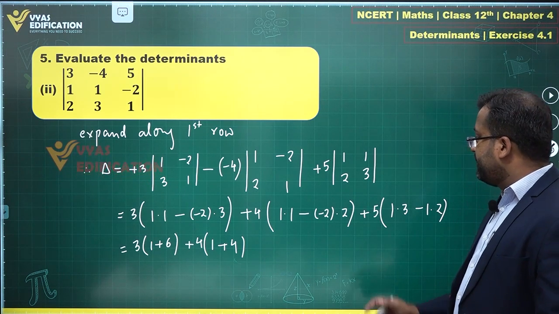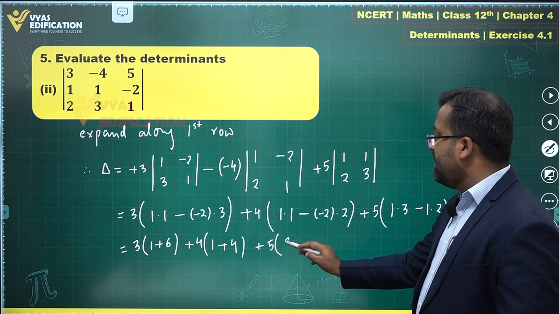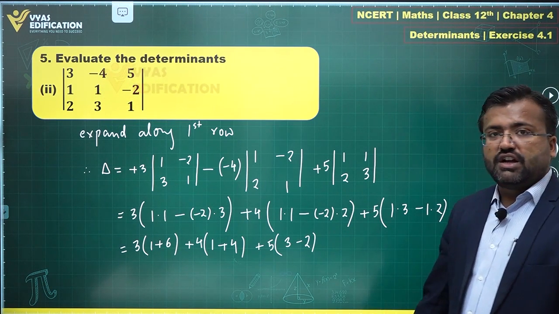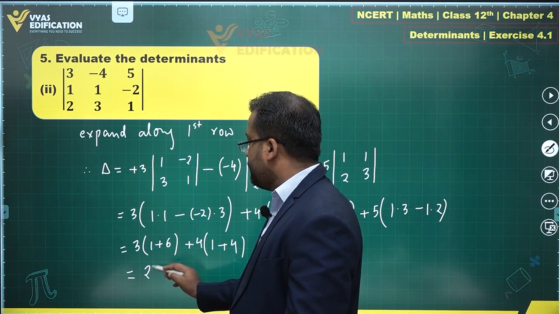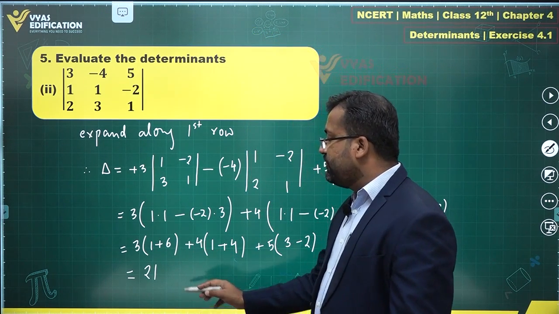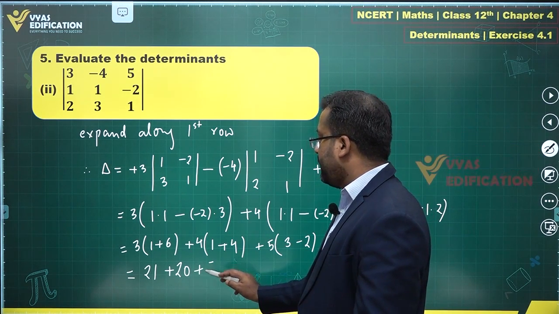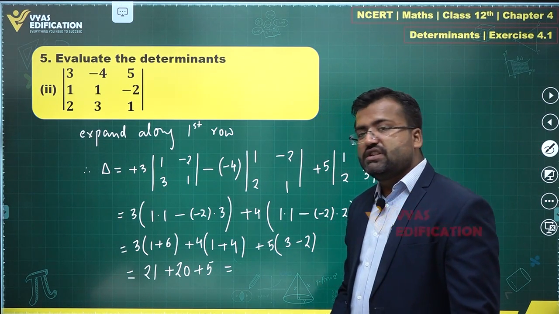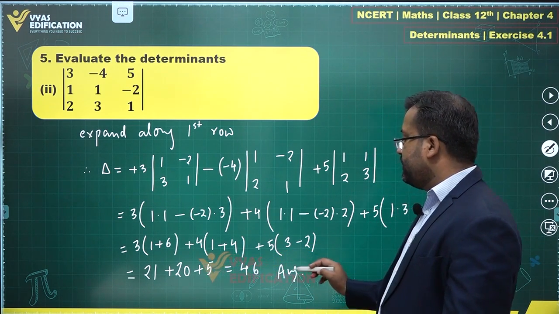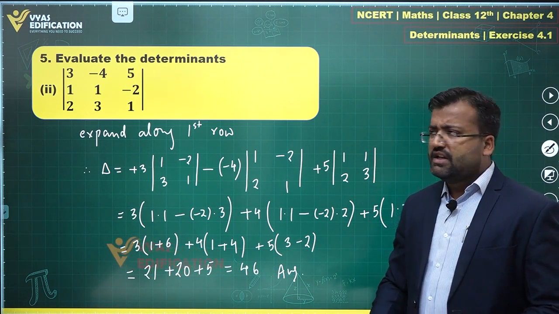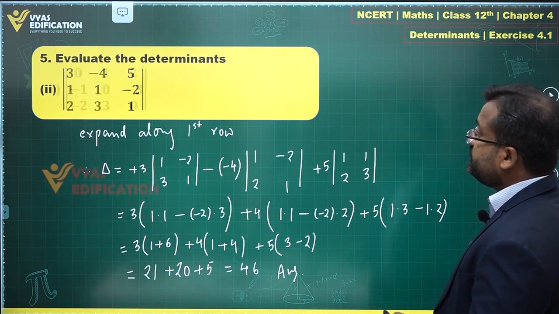The next term after that will be 5, and 5 times what? This is 3 and minus 2. That's the product. So what does this give me? This is 6 plus 1, 7 times 3 is 21. 5 times 4 is 20, and then you have plus 5. What is this equal to? This is equal to 46 in total, and that is my answer for this question. Is that all? Yes, that's all in this question. Let's move on to the next one after that.